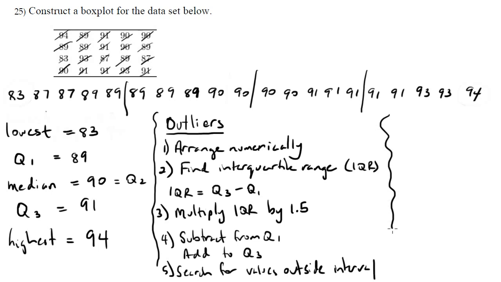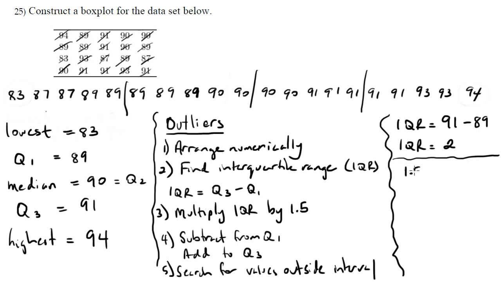So let's figure out if any of our values are outliers, right? First, let's find the IQR, the interquartile range. That's Q3 minus Q1, 91 minus 89. So the IQR is 2. Okay, so that's step 2. Step 3, multiply the IQR by 1.5. So 1.5 times 2 is 3.